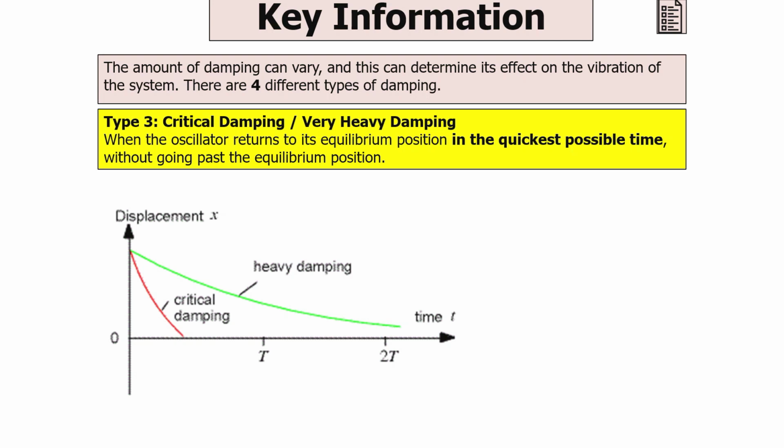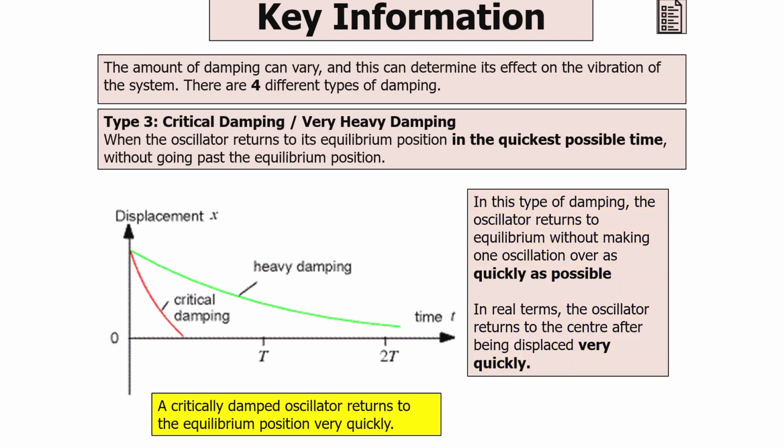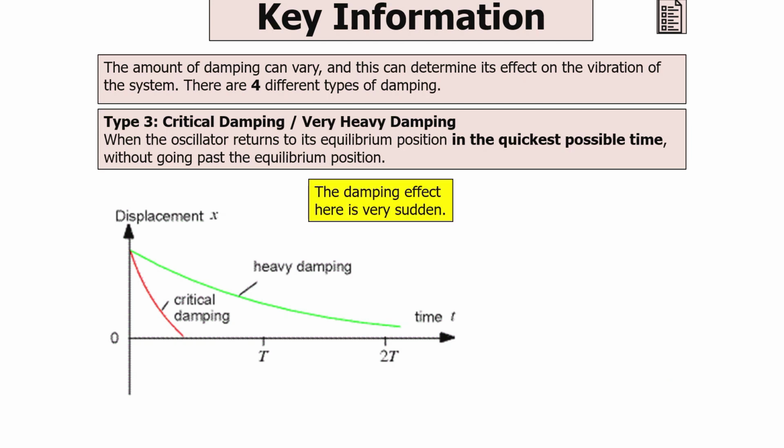This is when an oscillator returns to its equilibrium position in the quickest possible time without going past the equilibrium position. So in this type of dampening, the oscillator returns to equilibrium without making one oscillation over as quickly as possible. So in real terms, the oscillator returns to the center after being displaced very quickly. The dampening effect here is very sudden.